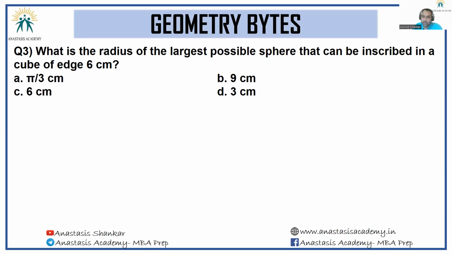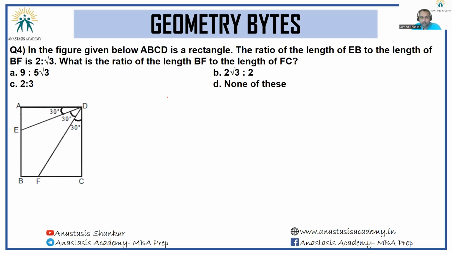Next, what is the radius of the largest possible sphere that can be inscribed in a cube of edge 6 centimeters? You can happily translate this question into a 2D shape. Within a square of edge 6 centimeters, what is the largest circle that can be fit? It will be half the length of the side. So the answer should be option D.